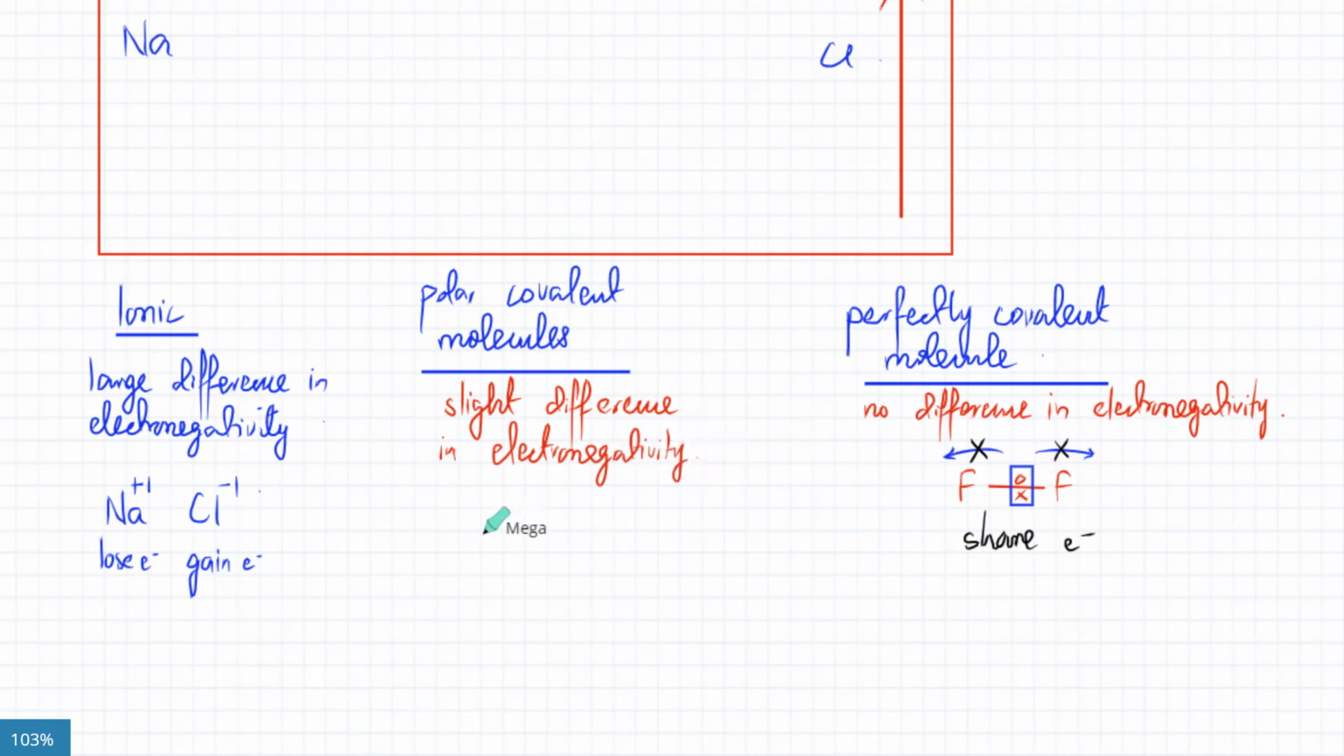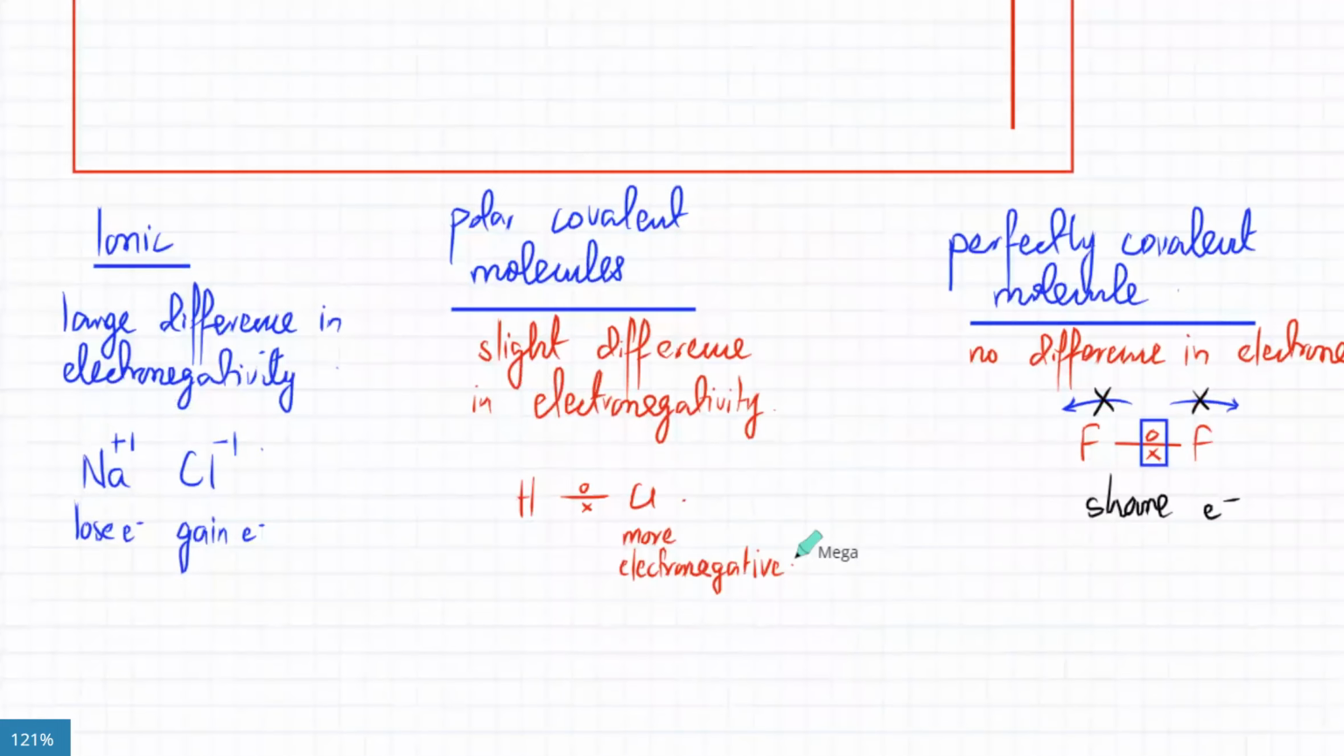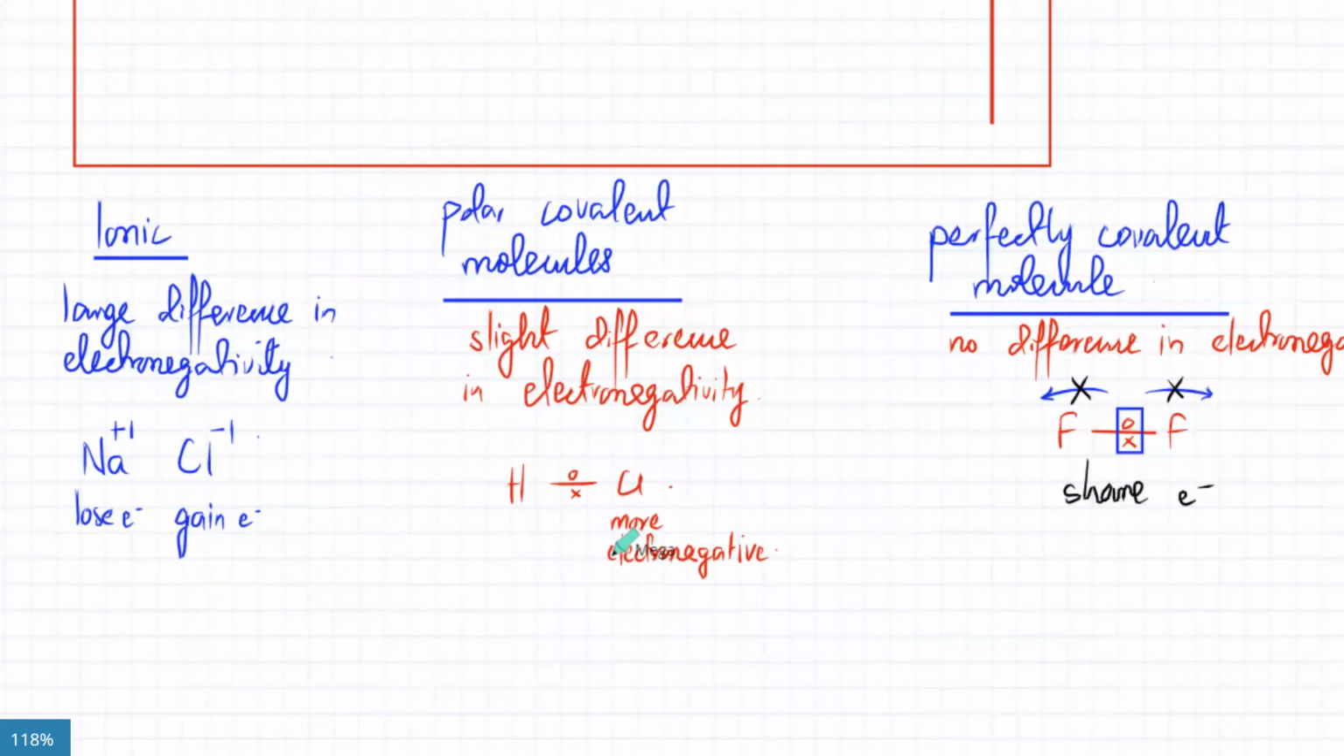So one example is your HCl molecule. If you look at an HCl molecule, Cl is slightly more electronegative. So the difference is there, but not very large. What that does is that the electrons are slightly closer to Cl, which is why it gets a very slight negative charge and the H gets a very slight positive charge, which is basically a dipole.